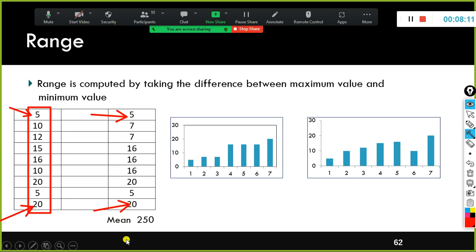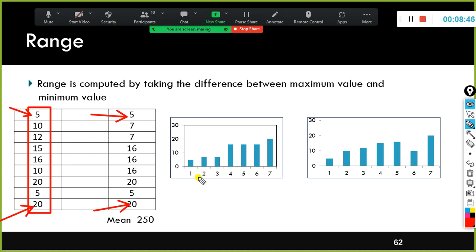The mean could be the same, but the spread is different. The data set itself is different, but there is some kind of overlap. Here 20 is there, but 5 is there, 20 is there. Here also the minimum value is 5, the maximum value is 20. Hence, for both data sets, the spread is 15. The range is nothing but the spread.